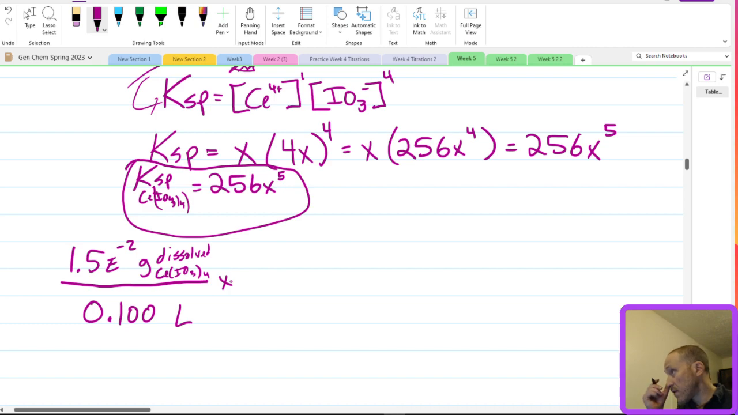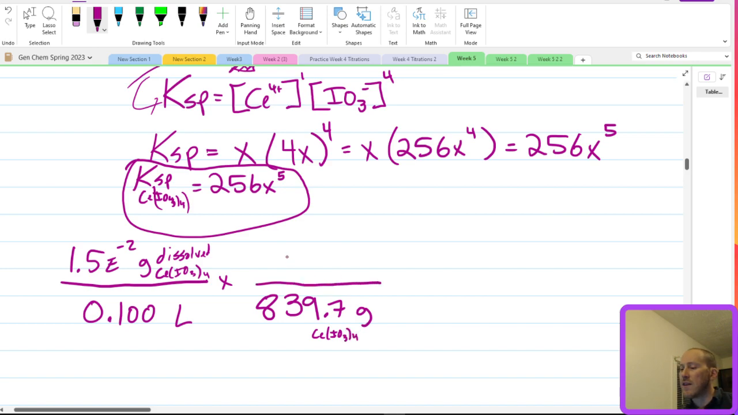And then if you add it all up, you look at your periodic table and get all the masses and add it all up, or just Google it or get it on the internet some other way. I think once you've proven to yourself that you can figure out molar masses, it's totally awesome to just look them up. It turns out that the molar mass of cerium(IV) iodate is 839.7 grams per mole.